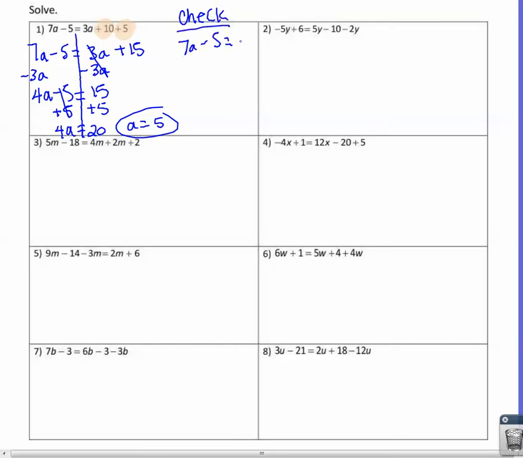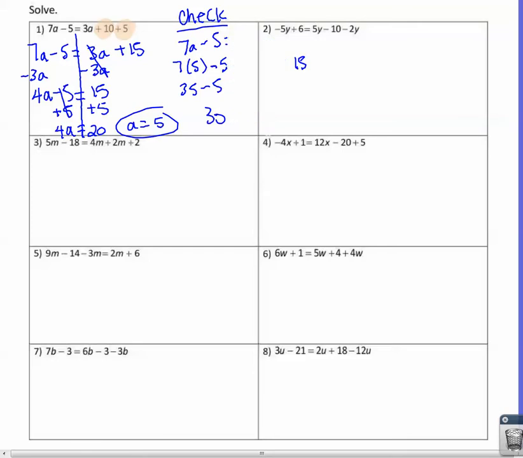On your check step, rewrite the original problem and substitute what you got in for a, which is 5, and simplify all the way down. 7 times 5 is 35 minus 5. 3 times 5 is 15 plus 15. So you will get 30 equals 30. Since you got the reflexive property of 30 equals 30, then you know you did this right.